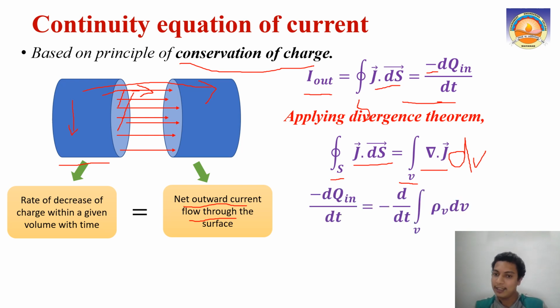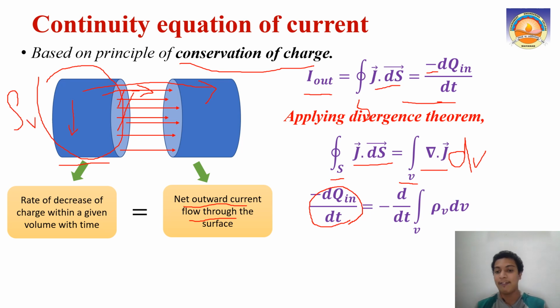Once we apply the divergence theorem, let us rewrite it. As we have seen here, this minus dq_in by dt is the rate of decrease in charge in that particular volume. When we know this particular volume is having a volume charge density of rho v.